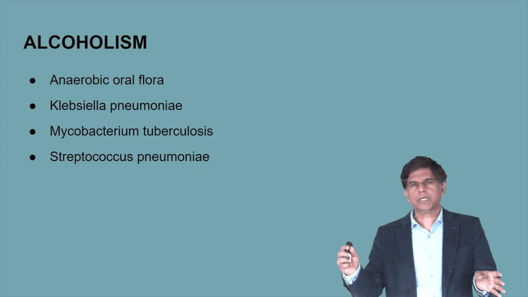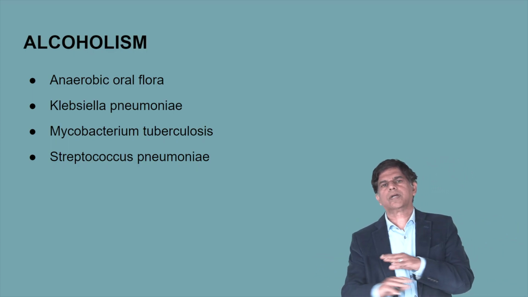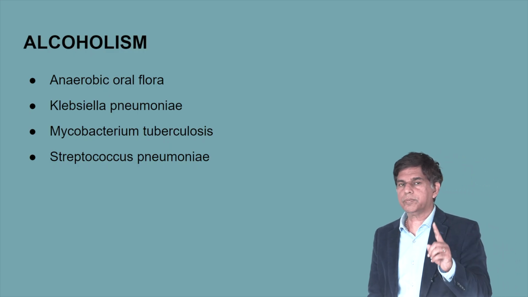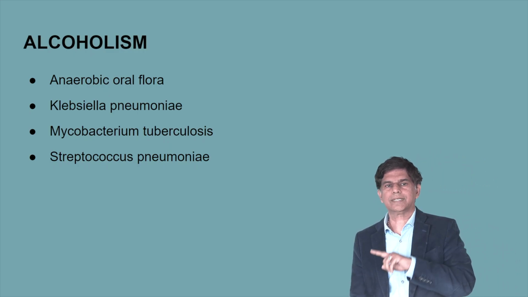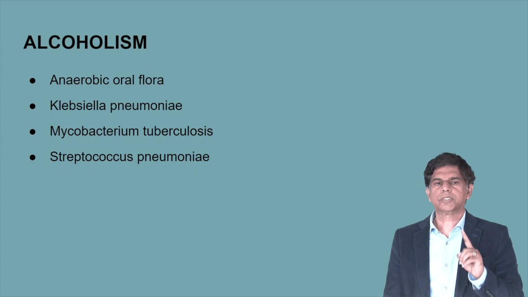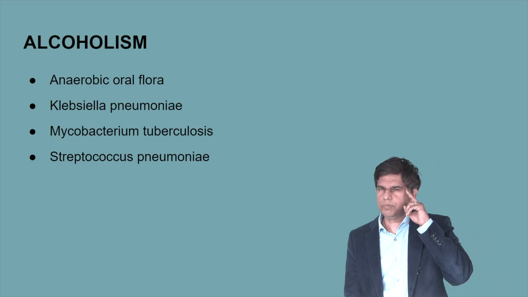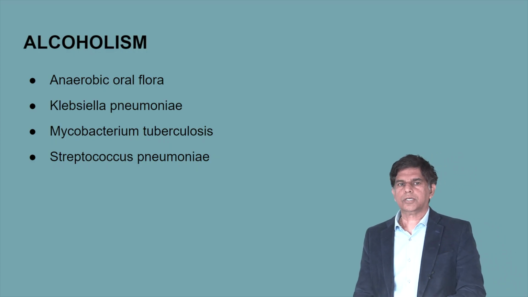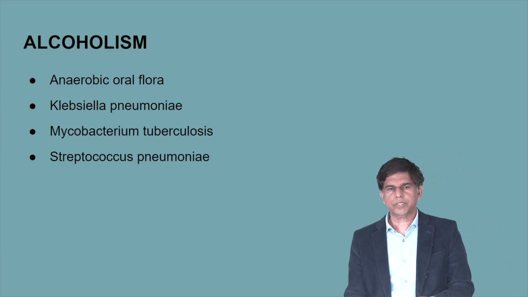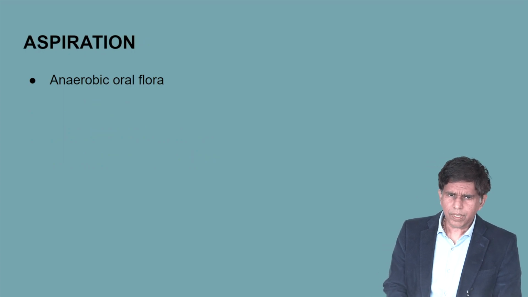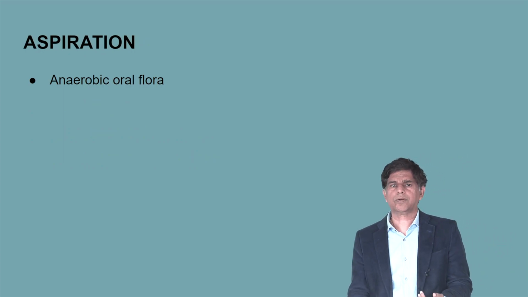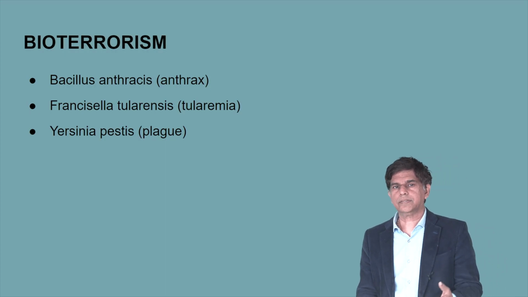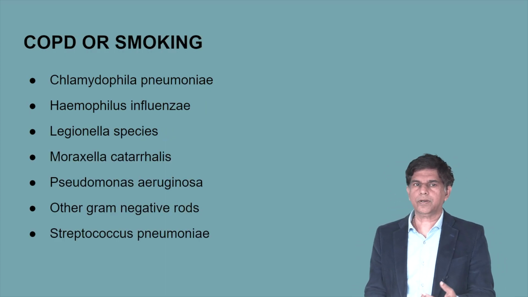So let's look at some of the conditions and what organism you have to cover when they present. When alcohol comes with the pneumonia, always think about anaerobic oral flora because they can have aspiration, Klebsiella, Mycobacterium tuberculosis, Streptococcus pneumoniae. This should be your differential diagnosis. And you have to rule out those causes also, like tuberculosis, when an alcoholic patient comes in. If it is aspiration, you need to cover for anaerobic flora, okay? For bioterrorism, expect bacilli like anthrax, tularemia, plague, and all those kinds of things.